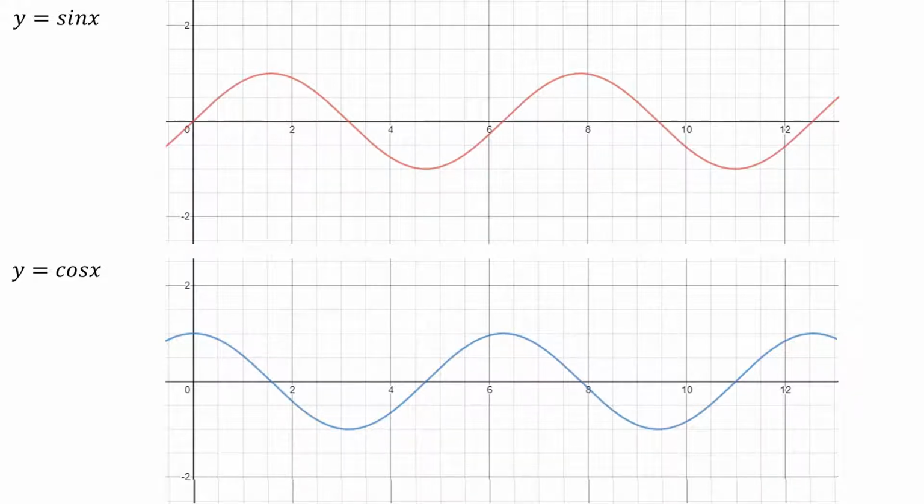So if I look at the graph of y equals sine of x, and I look at the slope of that graph, and plot the slope, I actually get the graph of cosine of x. So if I have y equals sine of x, and I want to take the derivative of y with respect to x, I end up with cosine of x.